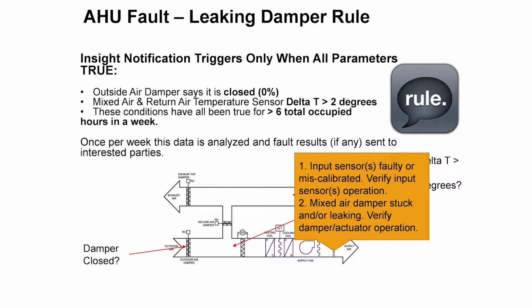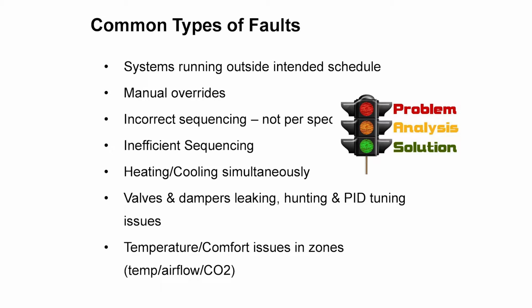And so this would be an example. And if you had a minimum that you wanted to set, you can even increase the difference between your mixed air temperature and supply air temperature to account for that minimum and still provide you the value that you're looking for. And so this is an example of a rule.